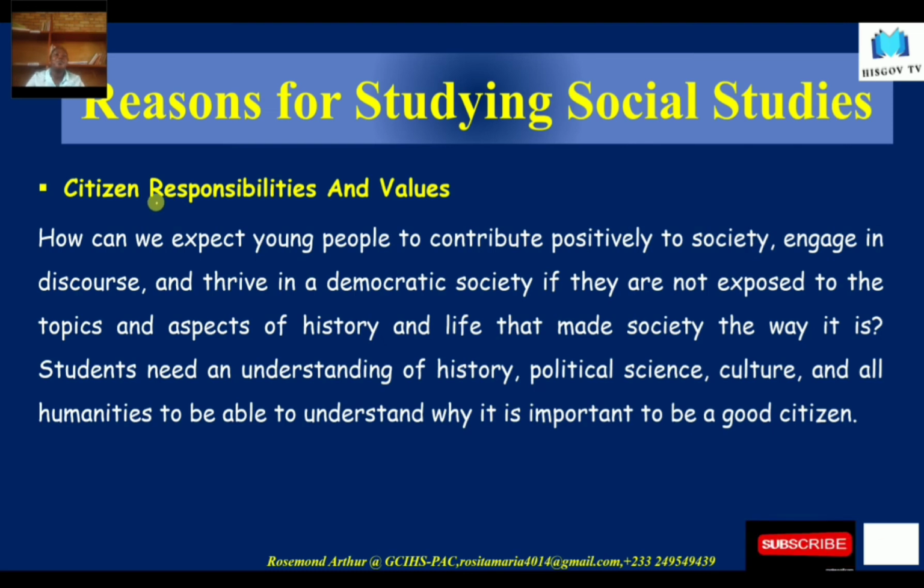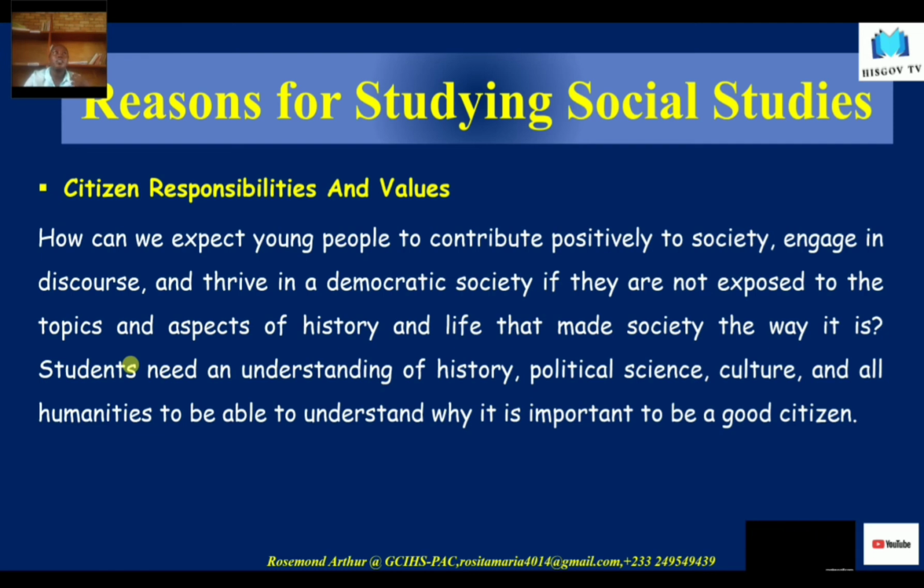Okay, the next reason why we study social studies is to know our responsibilities and values. Let me ask this question: how can we expect young people to contribute positively to society, engage in discourse, and thrive in a democratic society if they are not exposed to the topics and aspects of history and life that made society the way it is? We need to ask ourselves this question. We are saying that if we want the youth to contribute positively to the society, at least they should know the background of where something started from, especially democracy, where democracy started from, how we got our independence.